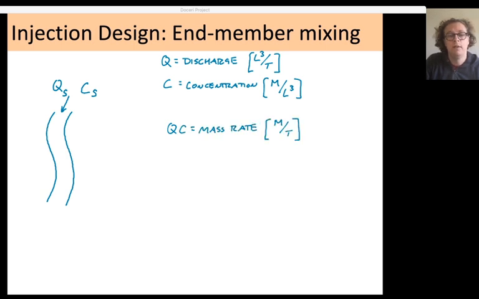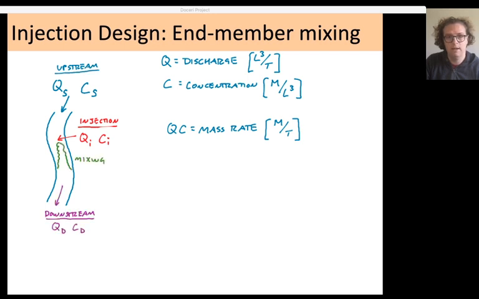Now, in this setup, Q times C gives us a mass rate. So actually a mass per time that we would be injecting or that would be flowing into or out of our study reach. So we can picture that from the upstream end in blue, we have a Q_S and a C_S to represent the stream. The injection shown in red, I'm using a subscript I to denote injection. And immediately downstream of our injection, after that mixing length, we'll have a subscript D to represent downstream.